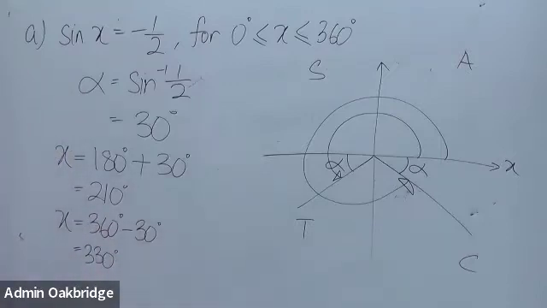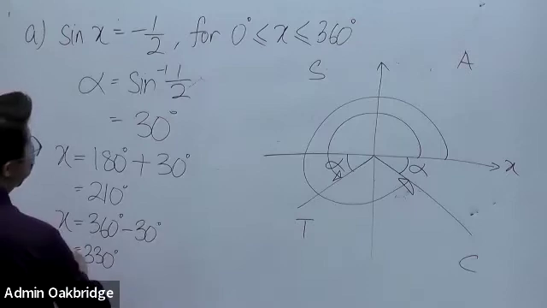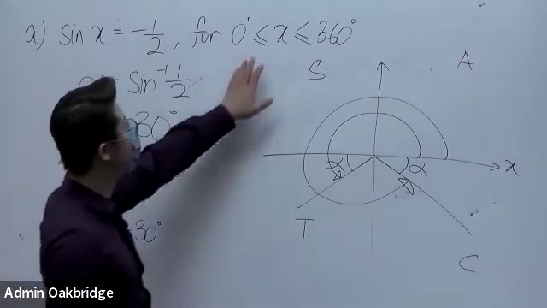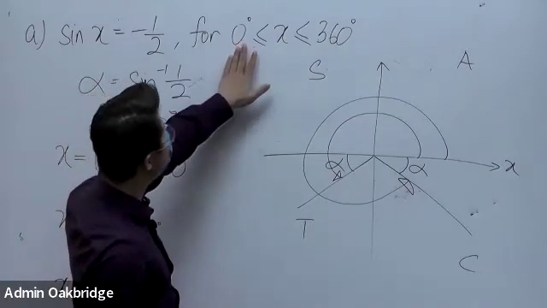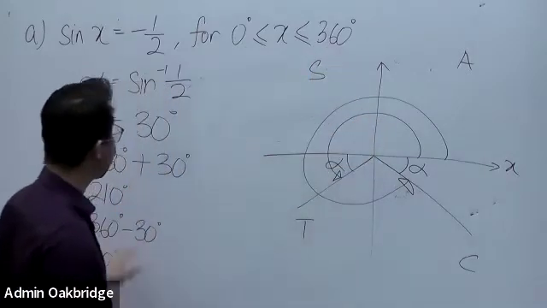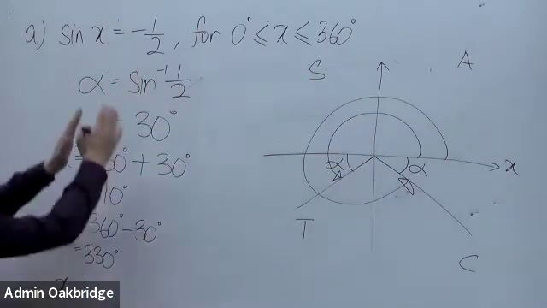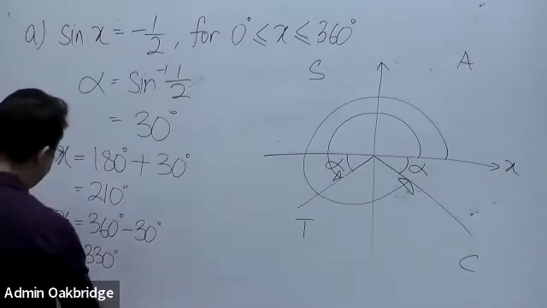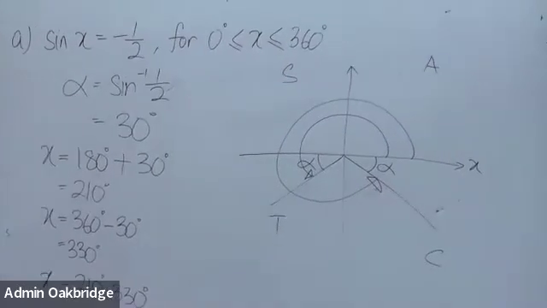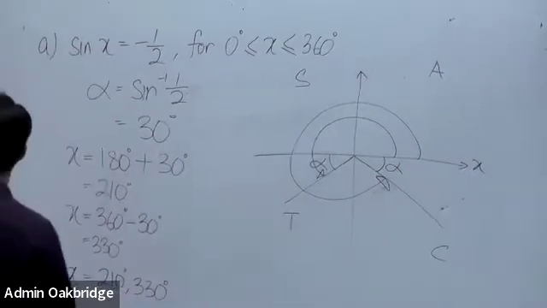So we have two answers. Of course, you need to check whether the answer is within the range or not. It's from more than or equal to 0 until less than or equal to 360 degrees, right? So we have these two solutions within the interval of x. These are the two answers. Now we go to question B.